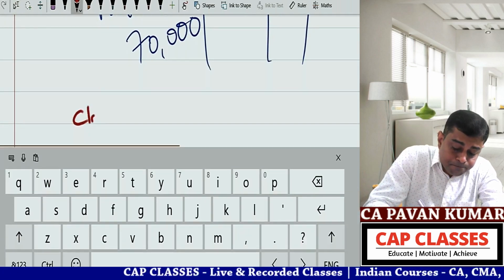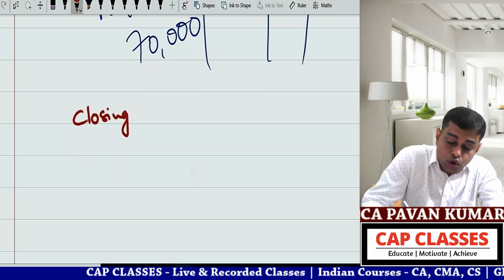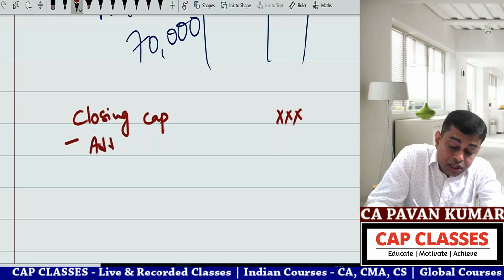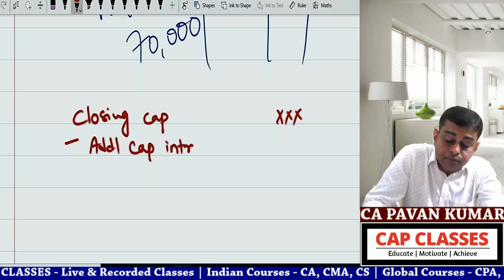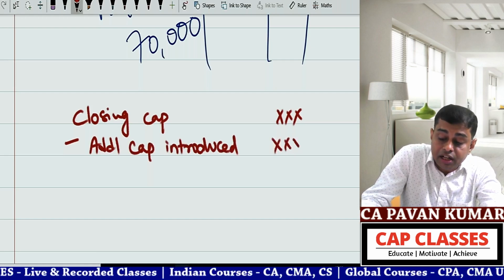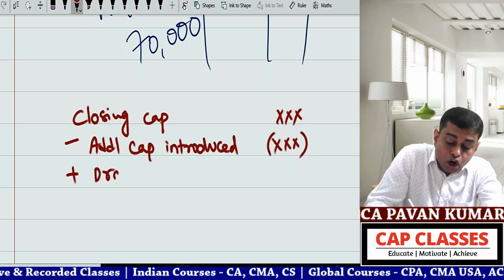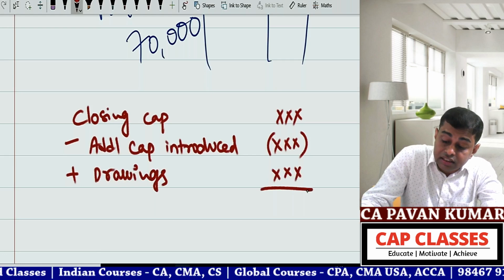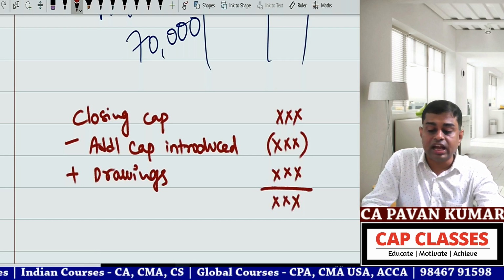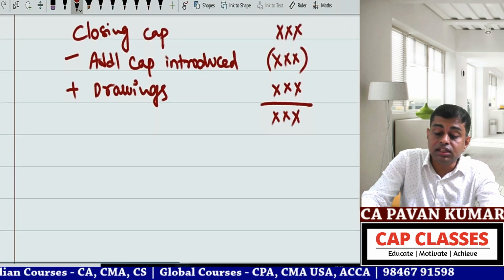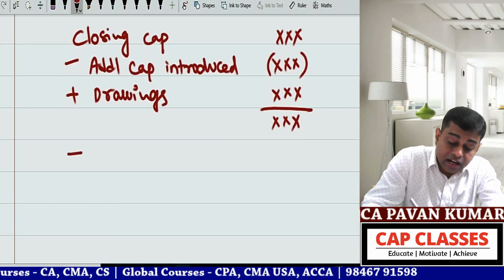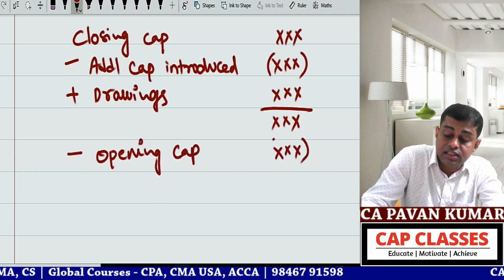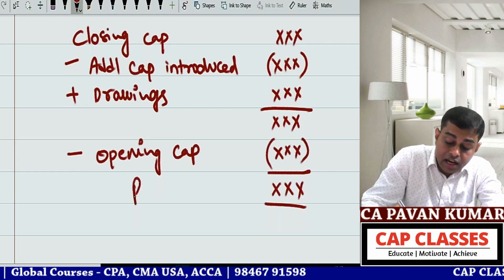So what you need to do: closing capital XXX, less additional capital introduced during the year, add back drawings during the year. This is adjusted closing capital. From that, subtract opening capital XXX. This difference is profit for the year.